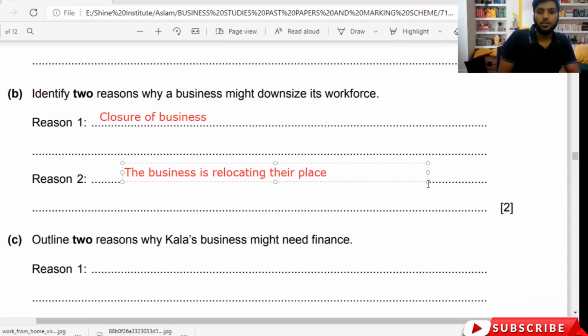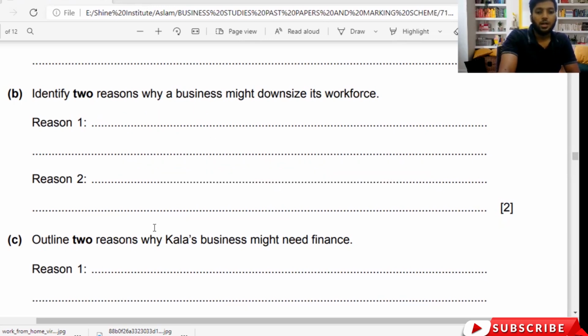Increasing cost of production, or the demand has decreased for the product, or they have replaced employees with machines. All this can be a good reason for downsizing its workforce. Downsize means reducing the level of workforce in an organization. So, giving you an easy explanation on this part, let's move on to the C part without wasting your time and mine.